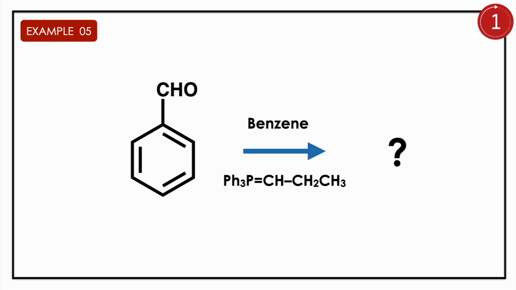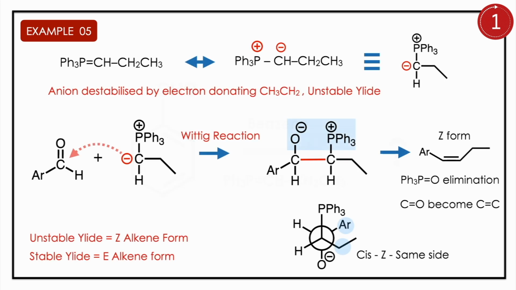Then the next reaction, you have benzaldehyde, benzene you are using, and phosphine ylide as a reactant. You should find what will be the final product. Here phosphorus ylide you are using. If you redraw the molecule with charges and proper orientation, the reaction will be easy. Here the attacking species is the nucleophile, which is the carbon with negative charge.